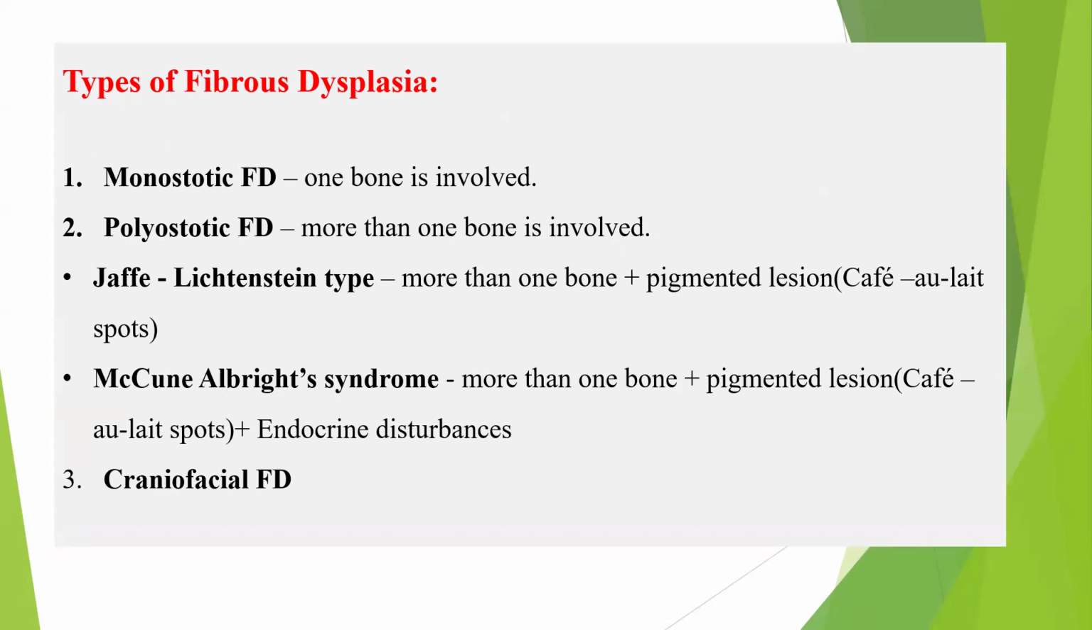Coming to the types of fibrous dysplasia, it is monostotic, polyostotic, which is further subclassified as Jaffe-Lichtenstein type or McCune-Albright syndrome, and the third one is craniofacial fibrous dysplasia. In monostotic fibrous dysplasia, one bone is involved. When more than one bone is involved, it is the polyostotic type. In Jaffe-Lichtenstein type, more than one bone with pigmental lesions, that is café-au-lait-like spots, are seen. In McCune-Albright syndrome, more than one bone, pigmental lesions, and endocrine disturbance are observed.